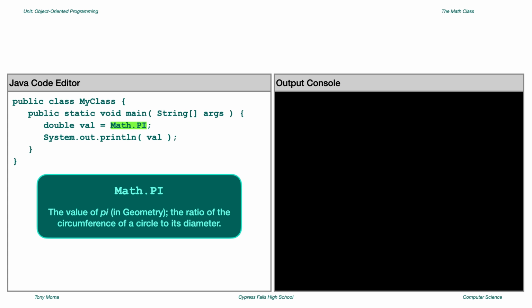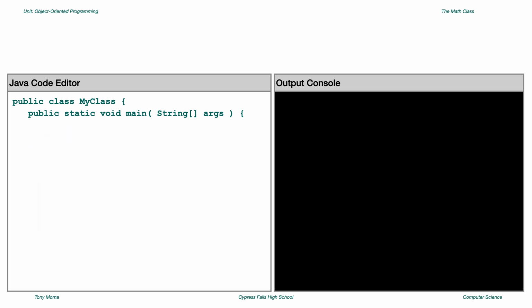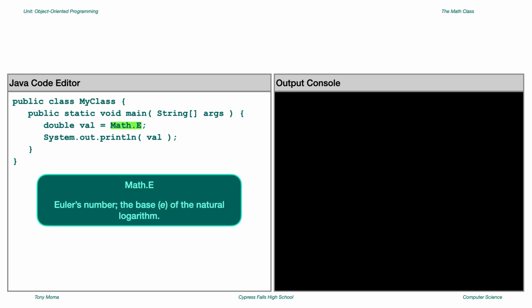When I assign this variable to a local variable and print it out, I get 3.14 and change, as you can see, an approximation of the pi value. The next static variable, if you've taken calculus or are currently taking calculus, you might be familiar with this term, Math.E, which represents Euler's number, the base of the natural logarithm. When I output this value to the screen, we get 2.71 and change. Again, an approximation of Euler's number. Math.PI and Math.E are the only two static variables in the Math class.